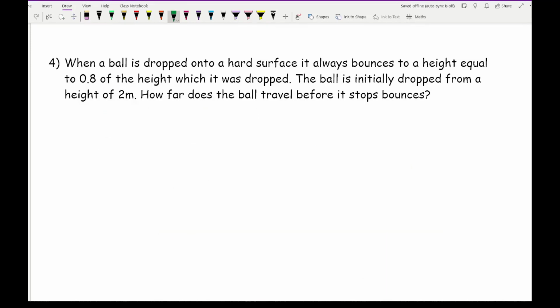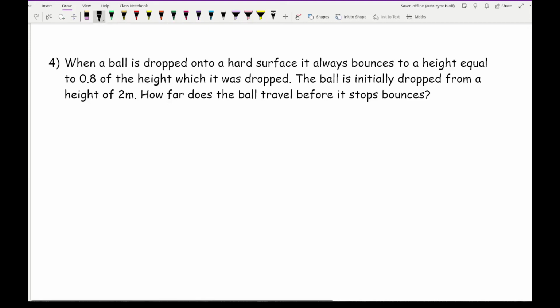So moving on to our last example, it says that when a ball is dropped onto a hard surface, it always bounces to a height equal to 0.8 of the height from which it was dropped. The ball is initially dropped from a height of 2 meters. How far does the ball travel before it stops bouncing? The important thing with this question is that we're not calculating how many bounces the ball makes. What we're looking at is the total distance.